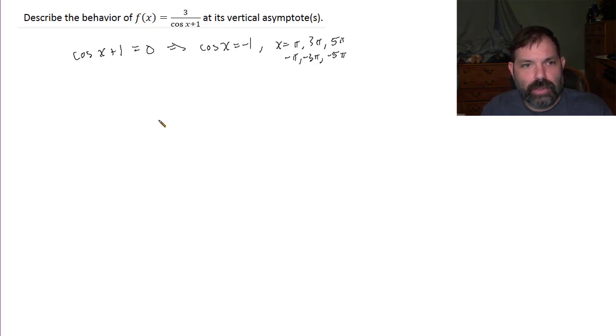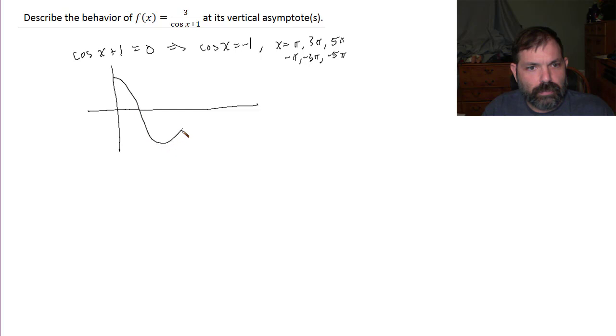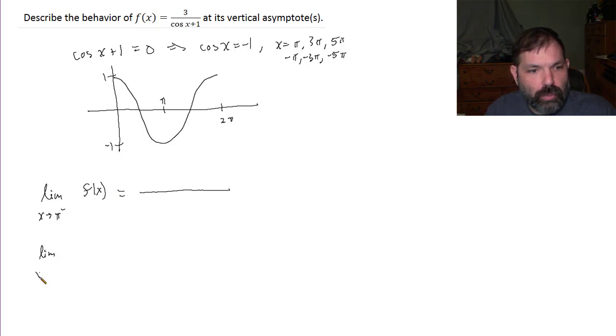All right, so let's think about what happens here. It might be helpful to think of the cosine curve if you've forgotten it. The cosine curve does this roughly. There's 0 to 2 pi, and there's pi. And there's the value 1 and negative 1. All right, so let's think of the limit. Let's just concern ourselves with one of the points, when x equals pi. The limit with x approaching pi from the left of the function, and the limit with x approaching pi from the right of the function.